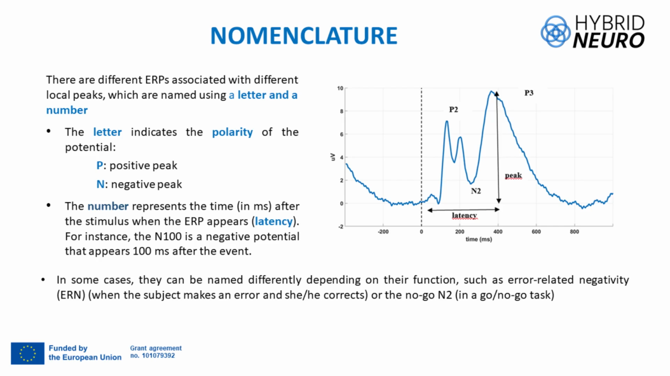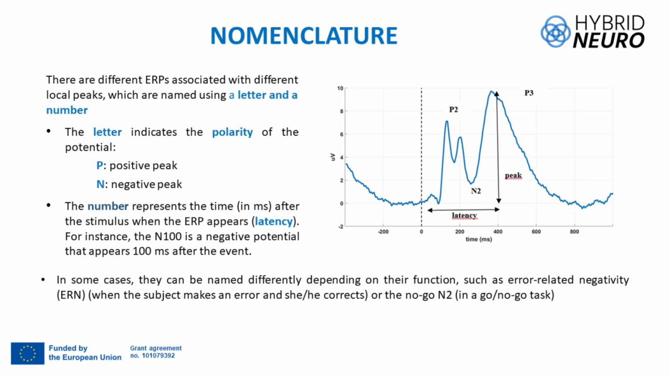And the number after the letter means the time, more or less, after the stimulus at which the potential appears. For example, this one is at 200 milliseconds after the stimulus. Okay, you can say, well, this is P2 and this is N2, so they cannot appear exactly at the same time. Not exactly, but more or less, approximately after the stimulus.